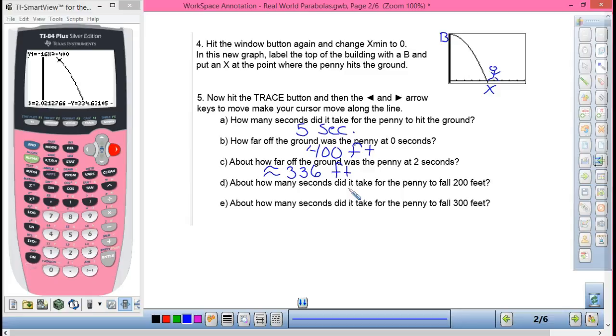And then do your 300. You guys do those two. Find your 200, find your 300, yes sir?